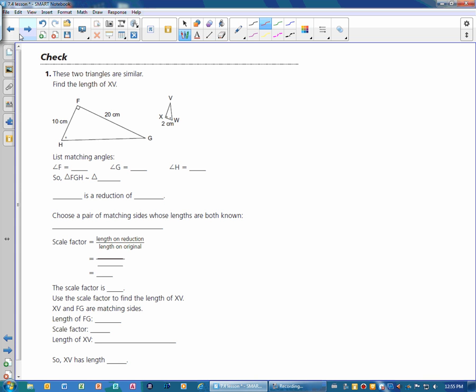So let's try this check. Pause here, give it a try. Practice rewriting those triangles, and then come back and see if you got it right. I'm most likely going to ignore all this stuff, though.